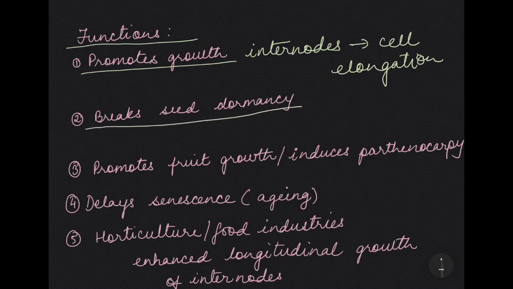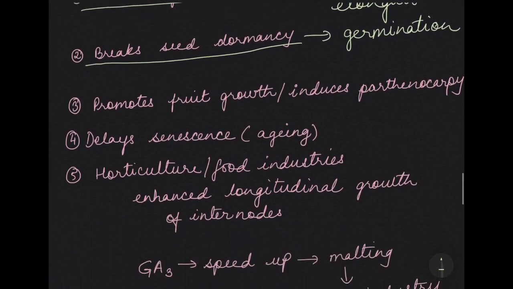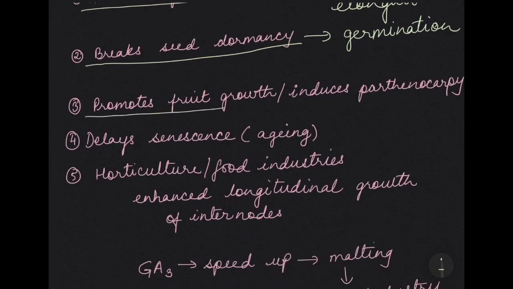You know that the seed will remain dormant for some time, maybe a few days, maybe weeks, maybe months, or maybe even years before it germinates into a new seedling. So it is gibberellin which breaks the dormancy of the seed, and so it initiates germination. That means the seed will start growing into a seedling. Next, it promotes fruit growth, and it is capable of inducing parthenocarpy. Remember, parthenocarpy is the development of fruits without fertilization taking place.